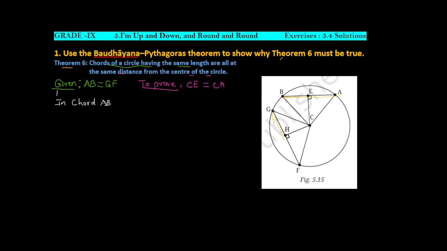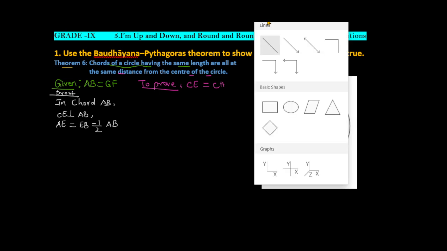For the proof, first I am going to take chord AB. In chord AB, CE is perpendicular to AB. We can see that in the figure. CE is perpendicular to AB, given. That implies E is the midpoint. When a perpendicular line is drawn from the center to a chord, it will divide the chord into two equal parts. So E is the midpoint. AE is equal to EB, which is equal to half of chord length AB. This is for one chord. Take another chord.